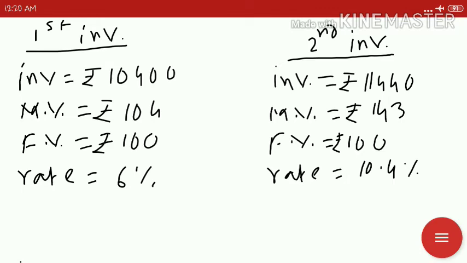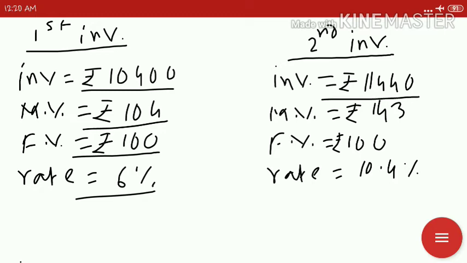Now if I write the data by dividing into two types of investment, the first and second investment, you can see that under the first investment, the total investment is 10,400, the market value is 104, face value 100, and the rate is 6%. Similarly, for the second investment, the investment is rupees 11,440, market value is 143, face value is 100, and rate is 10.4%. Now we will find out the dividend from each of the investments and then we will add it.